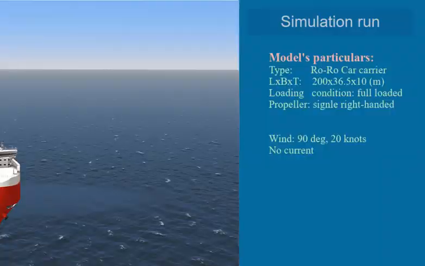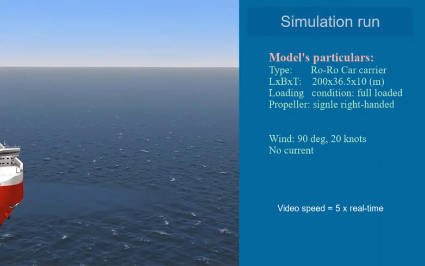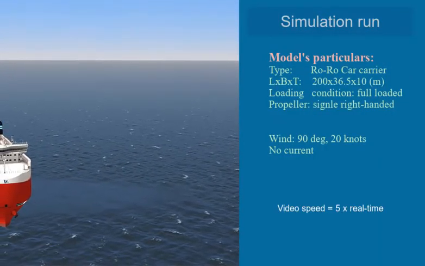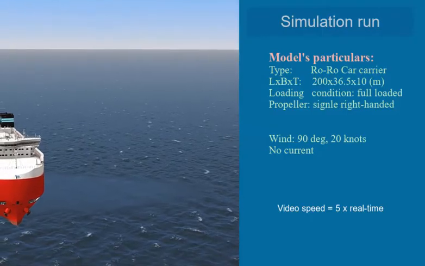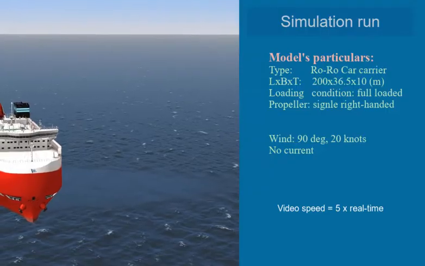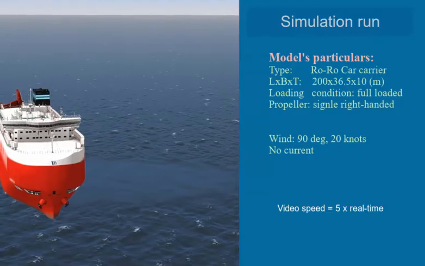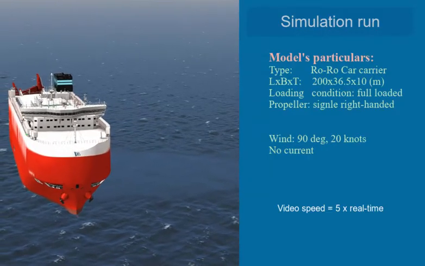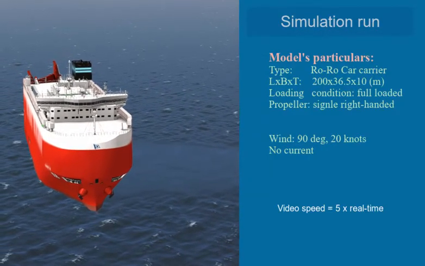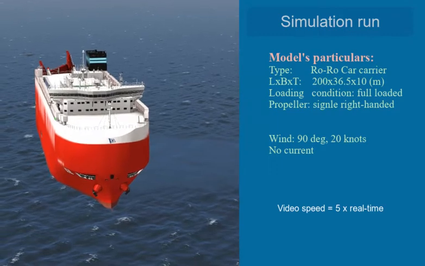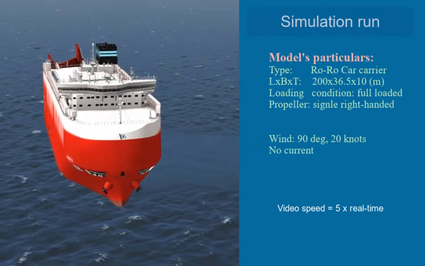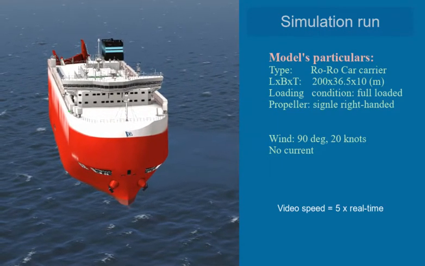In this scenario, the model is a ro-ro car carrier. Her length is 200 meters, breadth is 36.5 meters and draft is 10 meters. The ship is fully loaded and fitted with a single right-handed propeller. The wind direction is 90 degrees with a speed of 20 knots. The video speed is set 5 times faster than real time.